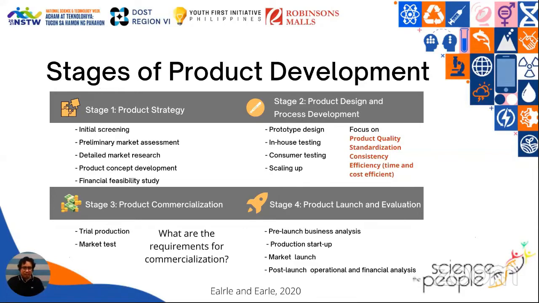And then stage two is product design and process development. So here we do product prototyping, in-house testing, consumer testing, and scaling up. And since we're doing product prototyping here, we also focus on product quality, standardization of the process, and also consistency of the quality of the products that we produce. And also we look at the efficiency of the process. We also have to make sure na yung process is time and cost efficient. So as you can see, marami ding considerations na kailangan gawin dito sa stage 2.